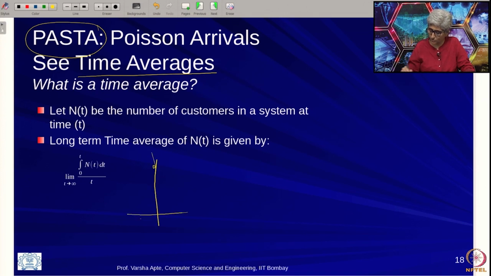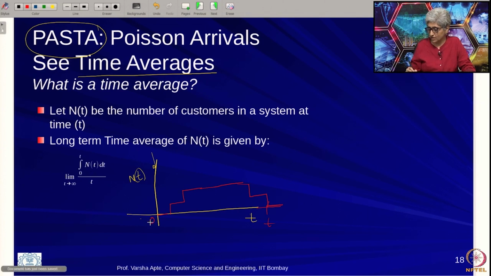Suppose this shows the graph of N(t) versus t. Let me use another color here. Suppose there was an arrival here, an arrival here, an arrival here, then maybe it stayed like this for some time, and let us say there was a departure and then another departure here. Let us assume that this is the time frame we are looking at, from 0 to t, the overall time frame.